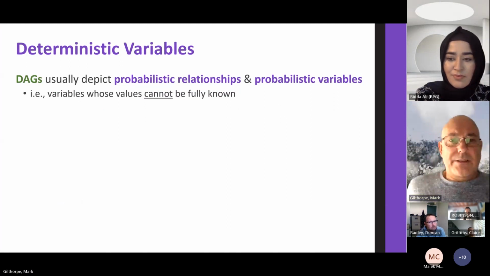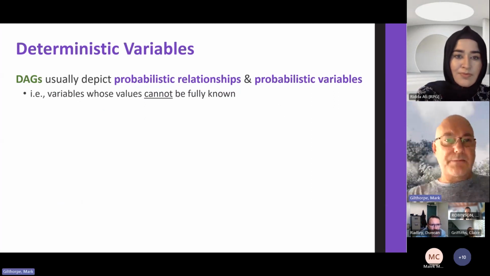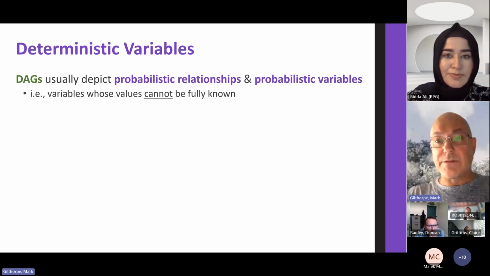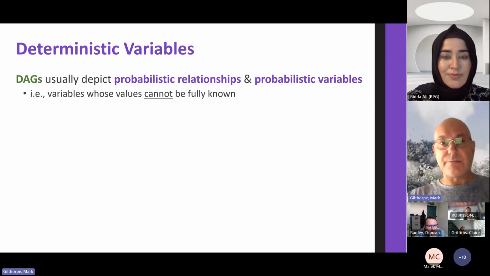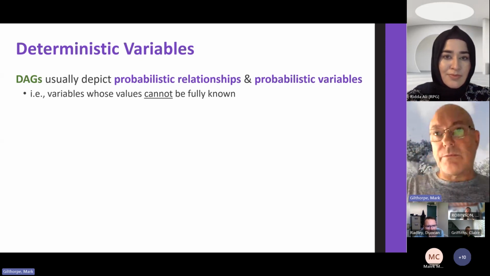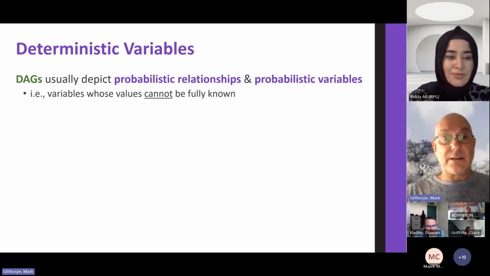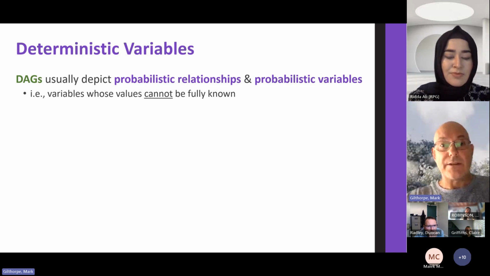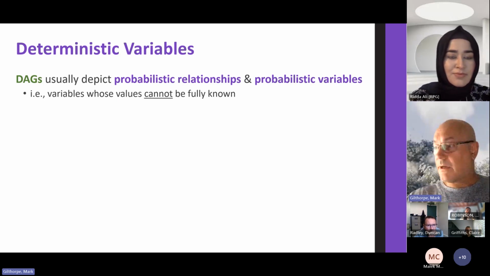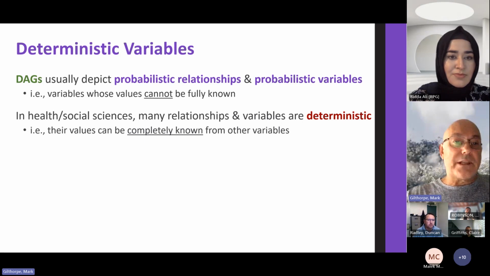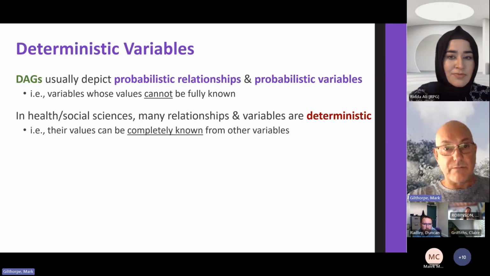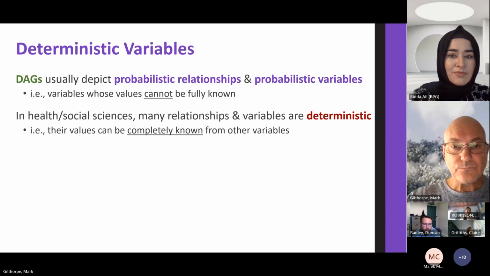So deterministic variables are not normally depicted in a DAG. A DAG, the causal diagram, just takes the variables that are probabilistic, with known distributional properties, and links the variables with arcs, saying those are causal relationships, and therefore you're dealing with probabilistic relationships. However, in health and social sciences, many research questions relate to variables or relationships where there's a deterministic component.